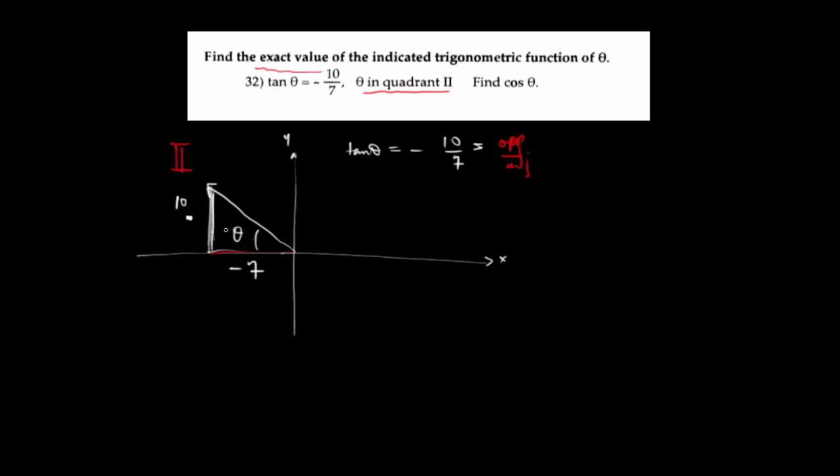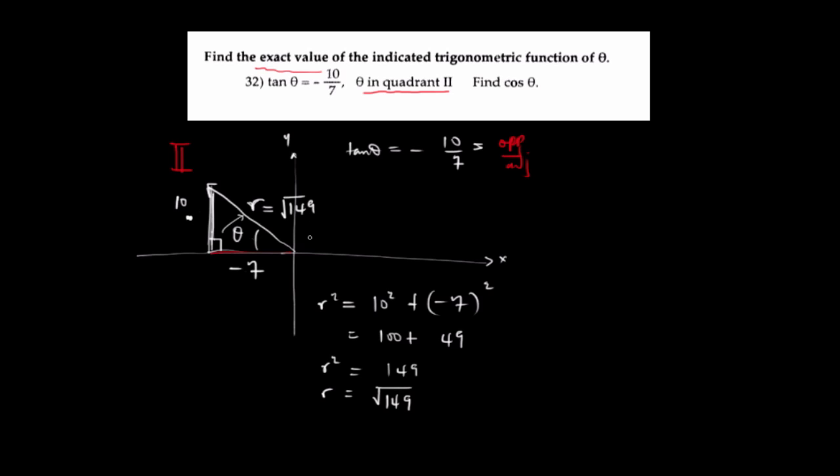So anyway, our aim is to find the cosine of theta, which is the adjacent all over the hypotenuse, so I need to know this side here. I'm going to call this side r. Now how do I obtain r? Because this is a right triangle, I can apply the Pythagorean theorem, and that says that the square of the hypotenuse equals the sum of the squares of the other two sides, so 10 squared plus -7 all squared. So 10 squared is going to give you 100, -7 squared will give you 49, and this will give you 149. So r squared is 149, then r is just going to be the square root of 149.